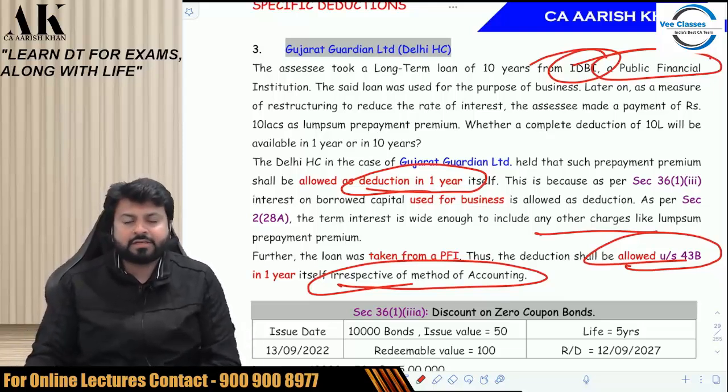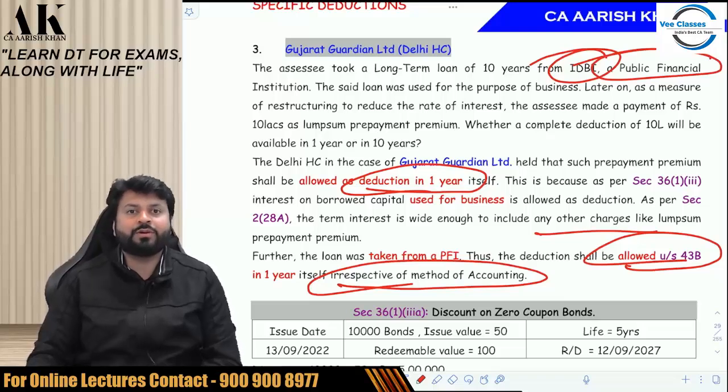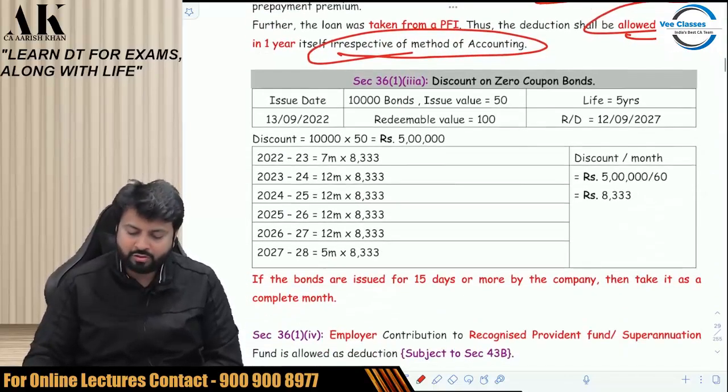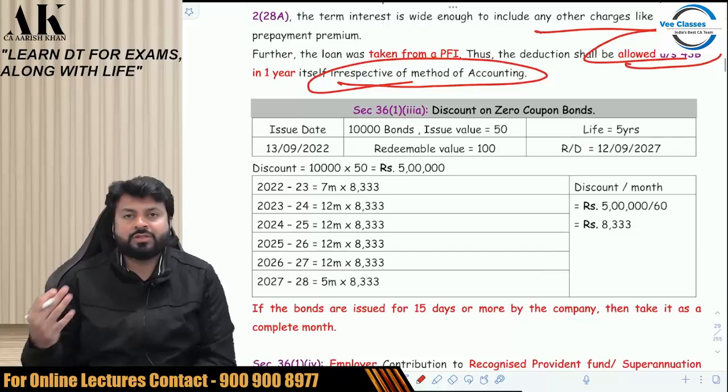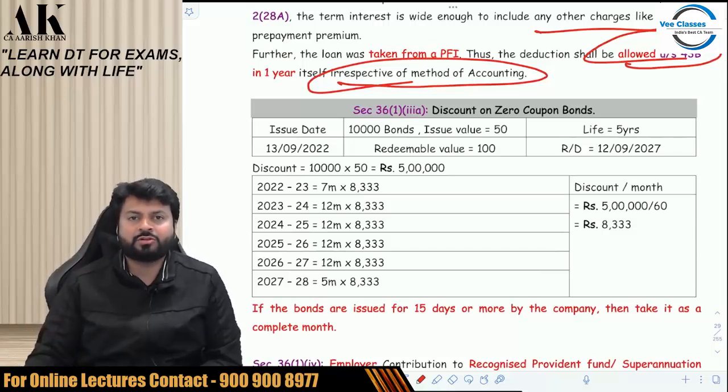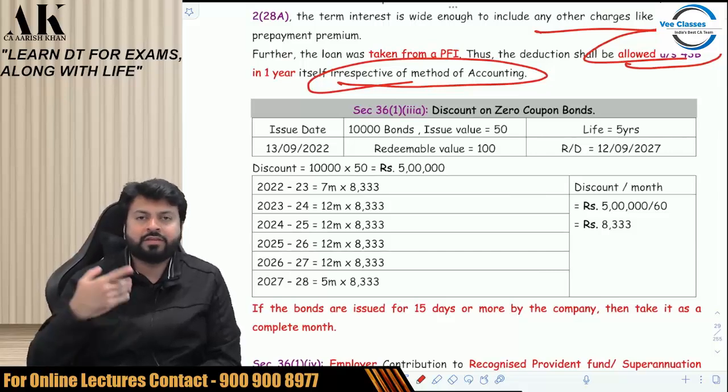Since we have done the discussion of interest, it is our duty equally to understand the discussion on discount on zero coupon bonds. What are zero coupon bonds? You all are aware of the term zero coupon bonds. What happens? I am a company, you are an investor. So I will issue you a bond at a discount and I will redeem at par.